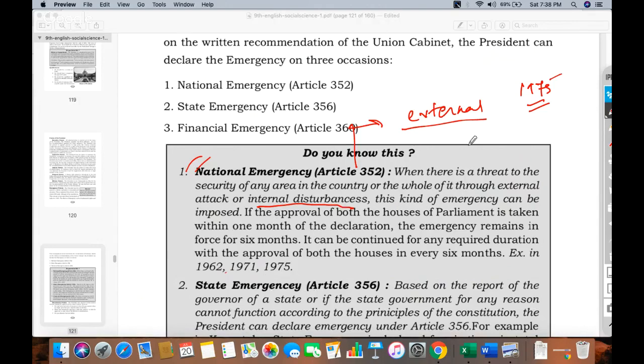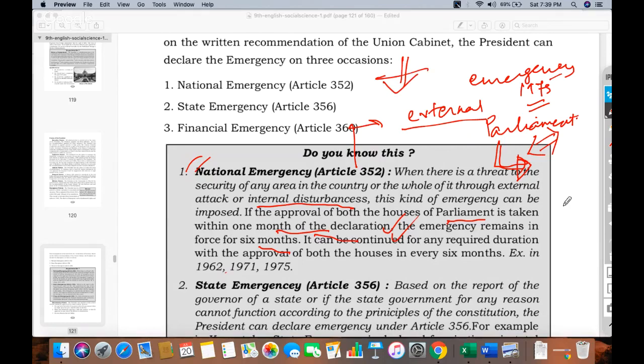And to impose national emergency, first parliament has to give approval. Or if without parliamentary approval any emergency has been imposed, then within 1 month of imposing emergency, both the houses have to agree with that. So 1 month of declaration. The emergency remains in force for 6 months. Once the parliament has given its approval, from the day it has been imposed, it will continue till 6 months.